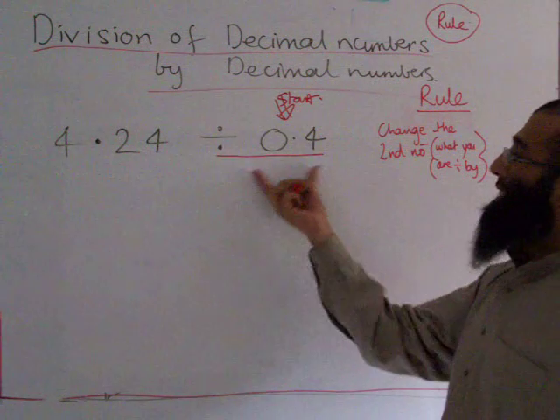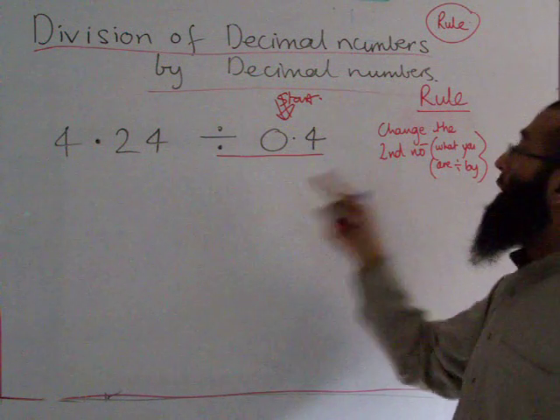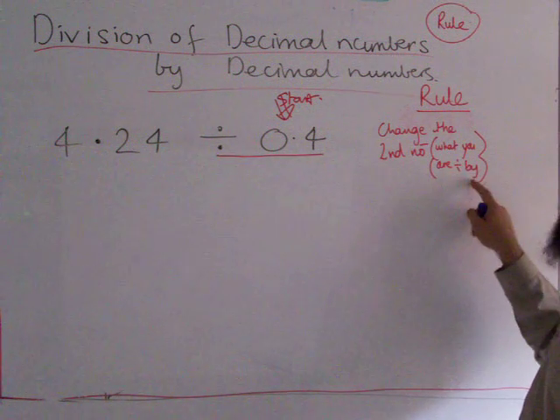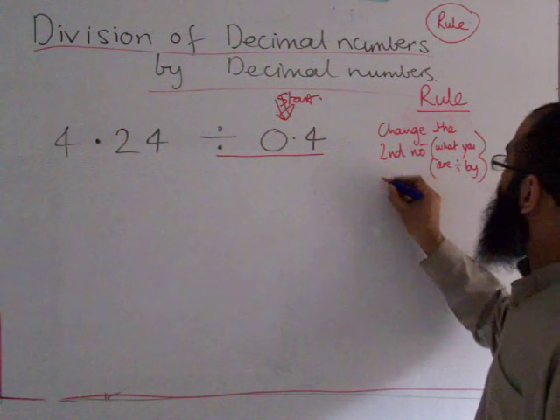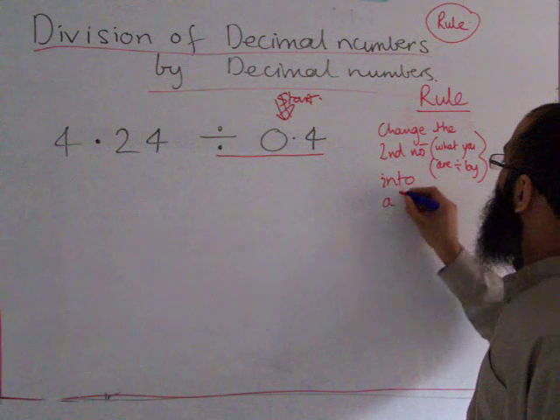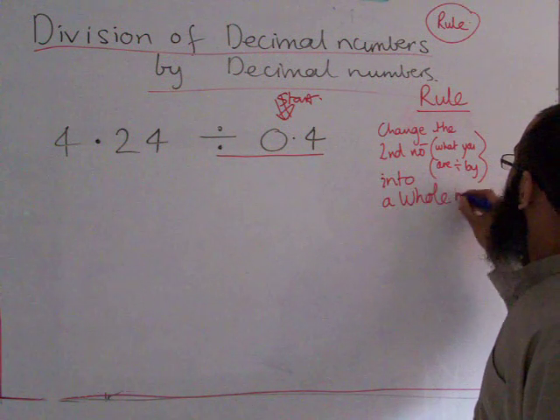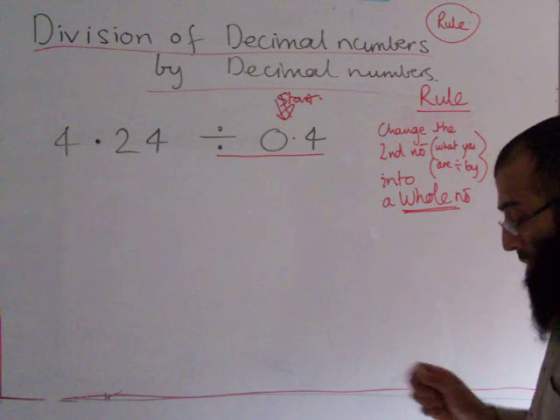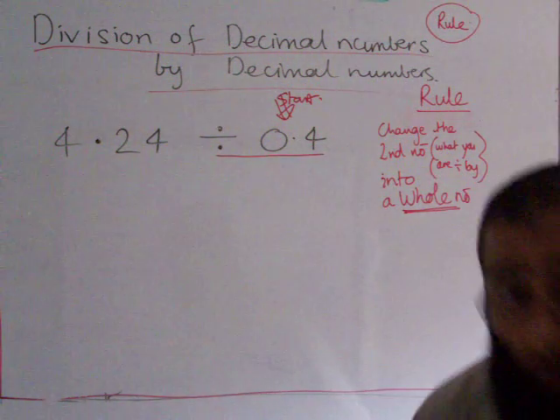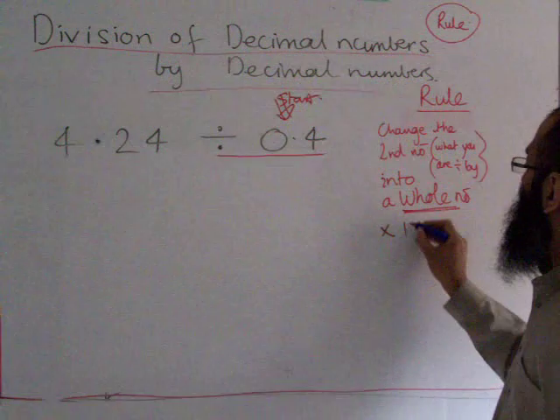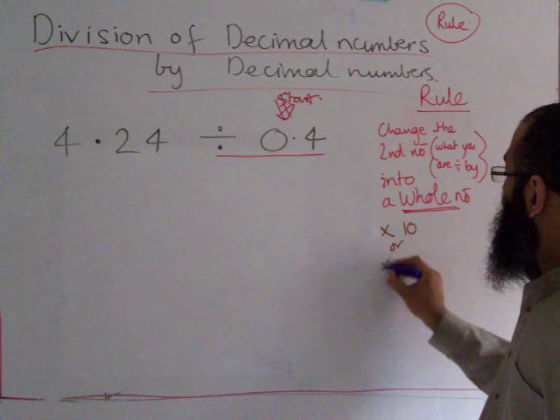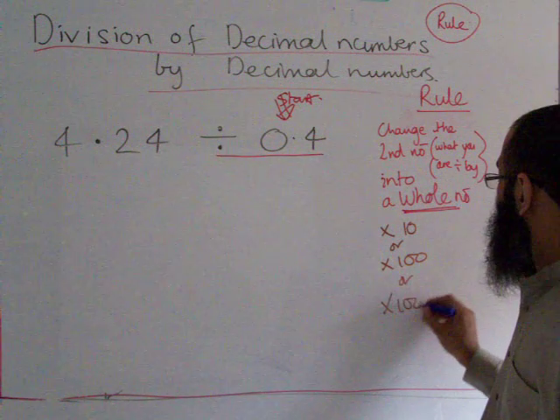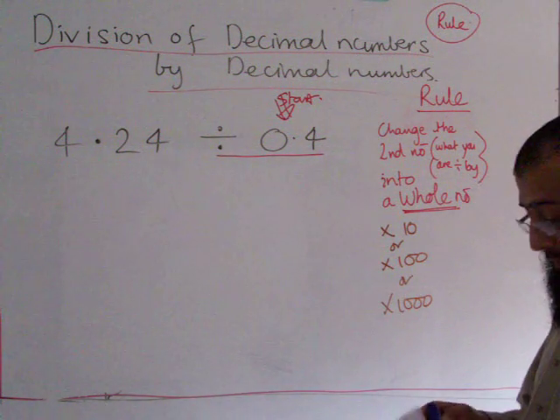The rule is we start at the dividing part, the second part. We must change this number into a whole number, the second number, which is what you are dividing by. By what technique? By multiplying by 10, or by multiplying by 100, or by multiplying by 1,000. Okay?